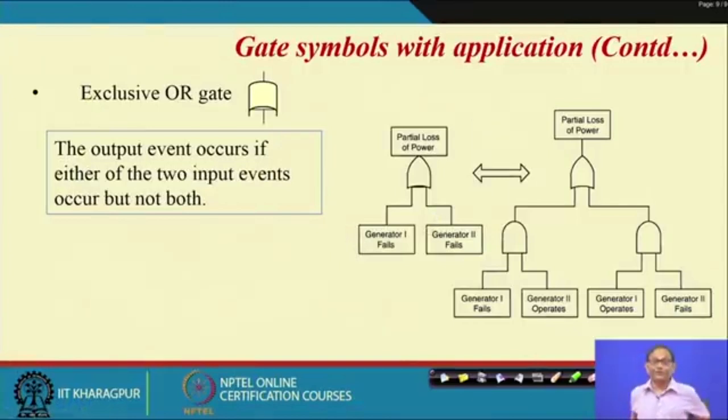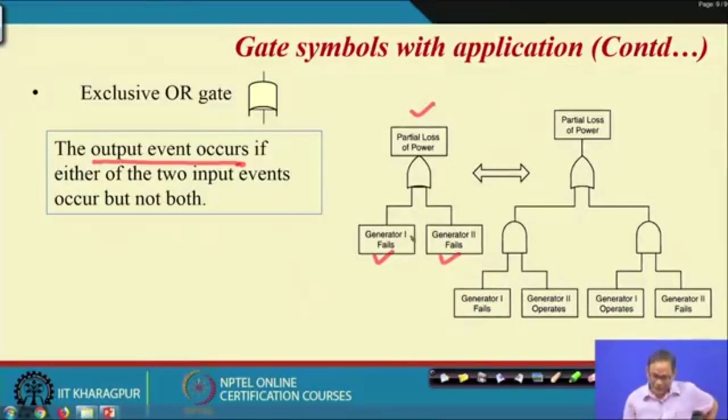Then another gate, the exclusive OR gate. What is an exclusive OR gate? The output event occurs if either of the two input events occurs but not both. So you have generator 1 and generator 2. We are talking about my output event being partial loss of power. Both generator 1 and generator 2 should fail to have the full loss of power. If both generators fail, that will be full loss of power. Now, partial loss of power is a situation when any one of the generators will work.